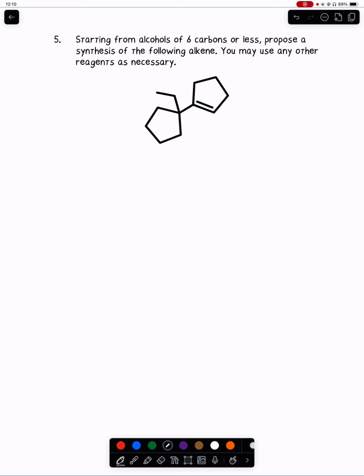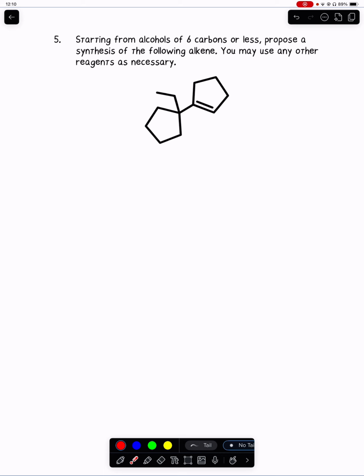All right, so again, let's work backwards. We're just going to focus on what functional group we have here, and we can see that we have an alkene here. We're going to ask ourselves, how can we make an alkene? Well, you know you can make an alkene by doing an E1 reaction or an E2 reaction. Also, we're allowed to start with alcohols of 6 carbons or less, but we can see this molecule has a lot more carbon-carbon bonds than we're allowed to start with.